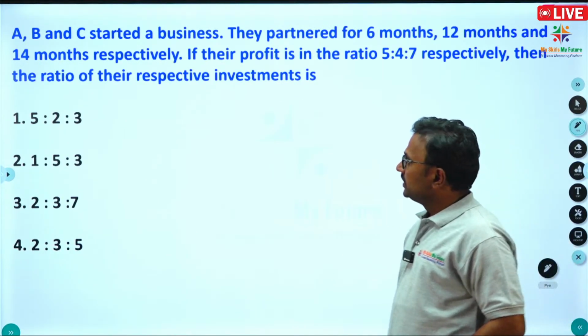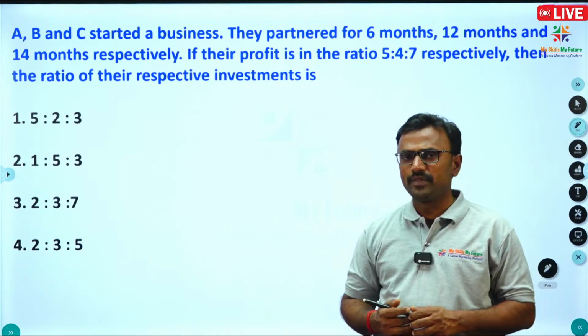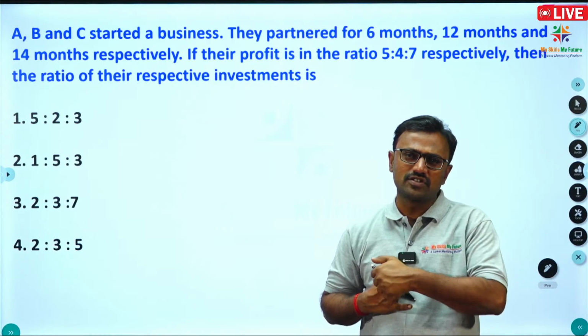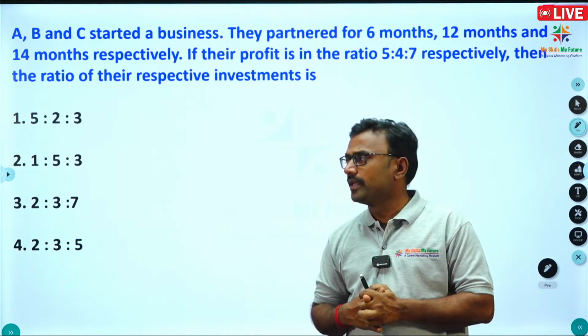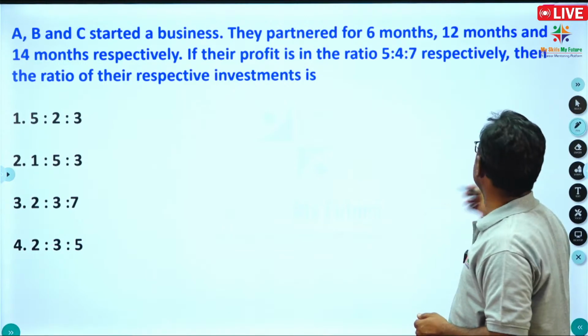See the question here. This question is regarding partnership. We can expect partnership questions, and the majority of partnership questions are asked using ratios. See the question here: A, B and C started a business.